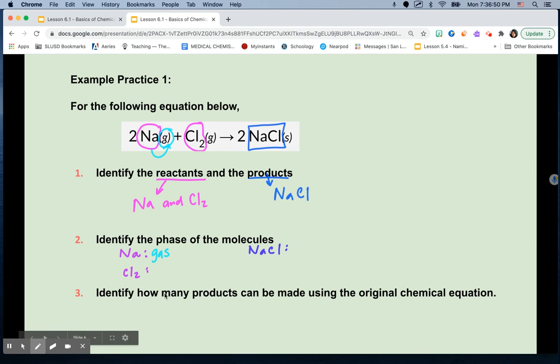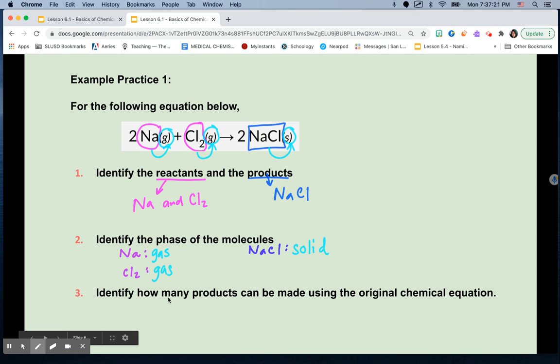You can always double check your notes from the previous slide about that. Cl2, at the end of Cl2, it's also G, so this is also going to be gas. NaCl, at the end of NaCl, in parentheses, it says S. And if I check my notes, S stands for solid. Right? So that's how I identify phases of each molecule.